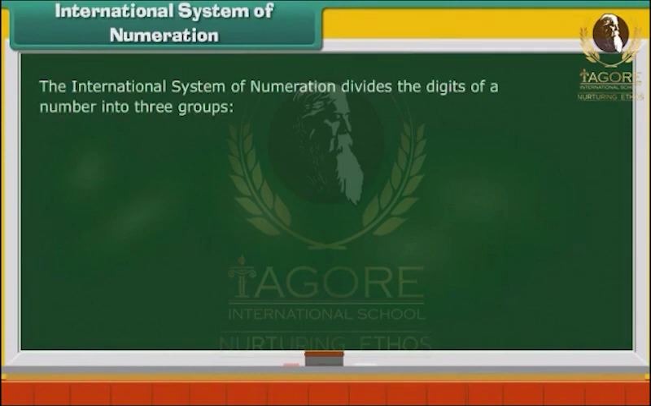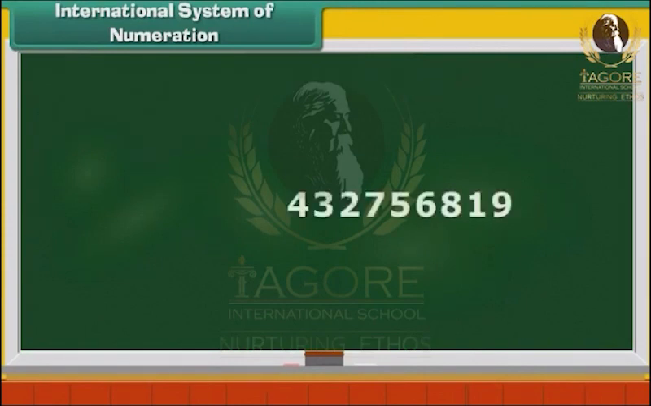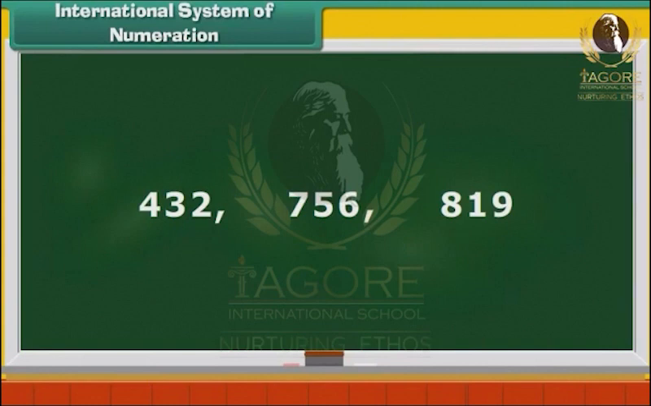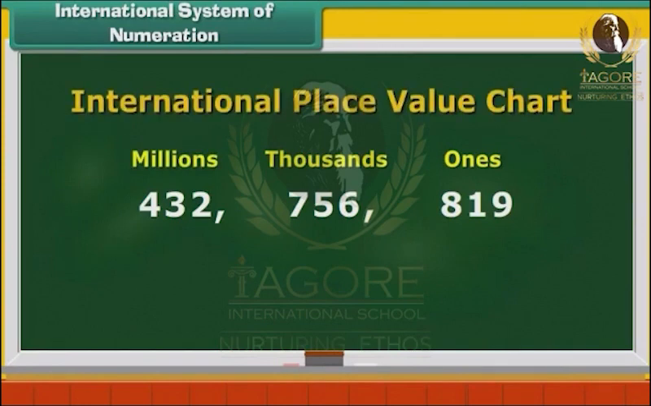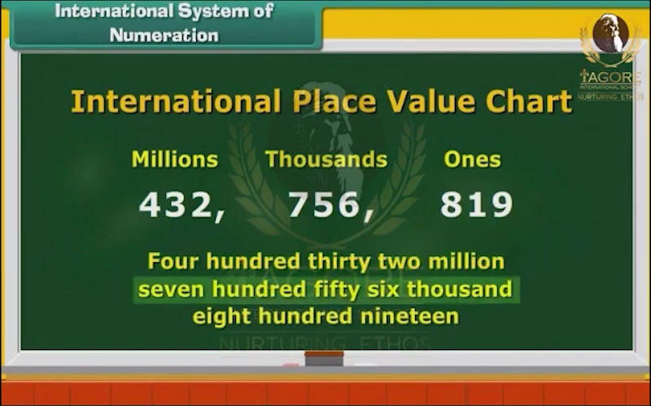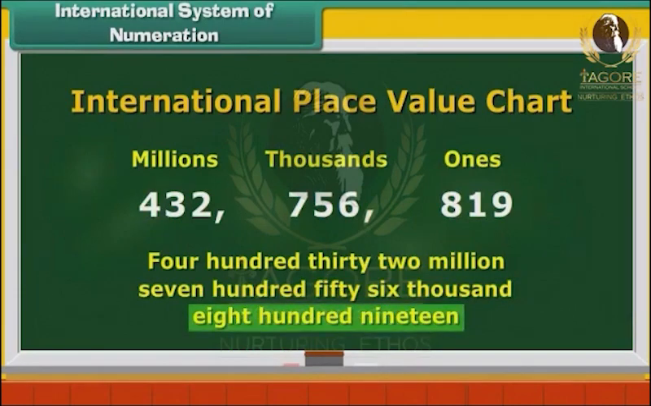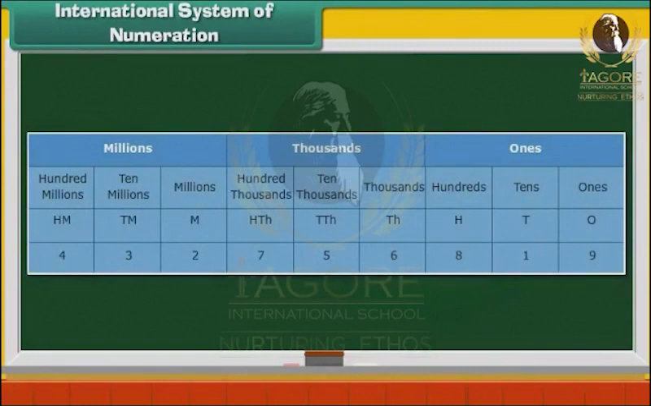International System of Numeration. The International System of Numeration divides the digits of a number into three groups: ones, thousands and millions. Let us see how. Consider the number 43275681 9. We count three digits from the right and place a comma before 8. Then we count three more digits and place a comma before 7. Thus, we have three groups: ones, thousands and millions. This is the International Place Value Chart. Now, let us read the number from left. It is 432,756,819.